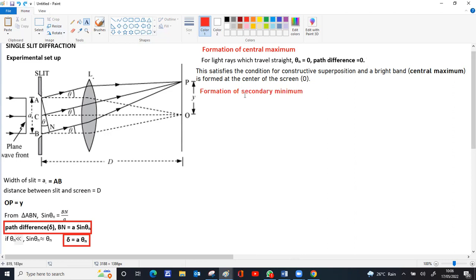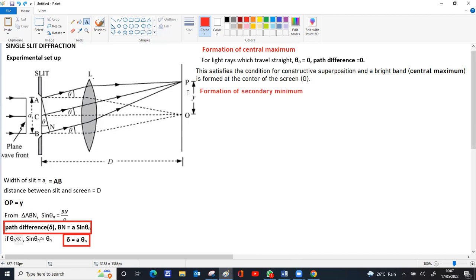So if you try to explain the secondary minimum, which is a dark band, we are going to use a strategy. Minima means the light rays get cancelled off. The explanation is easy. If you find light rays with path difference lambda by 2, that lambda by 2 path difference is a condition for cancellation, destructive superposition.